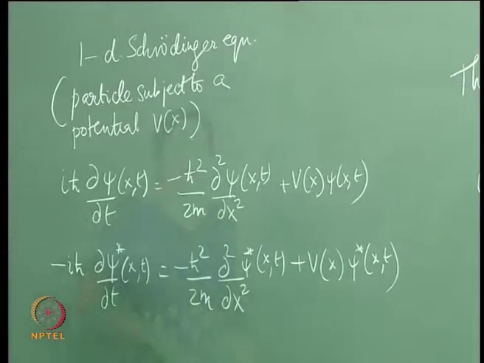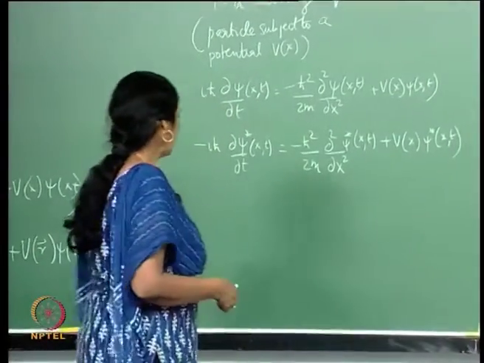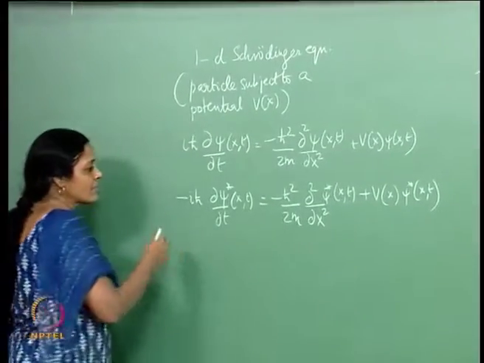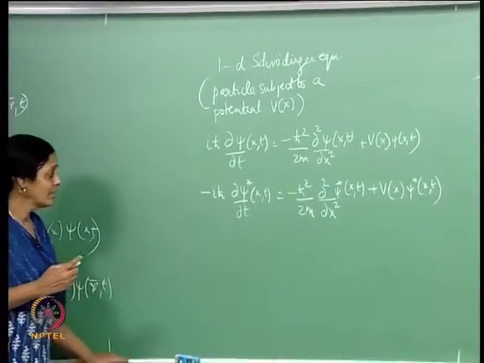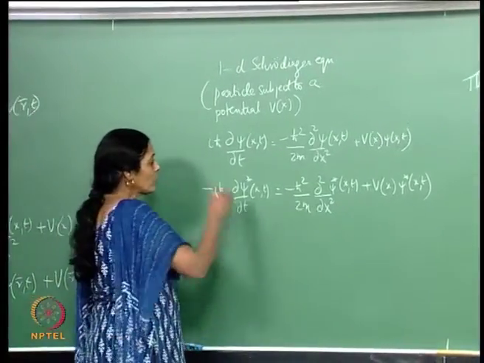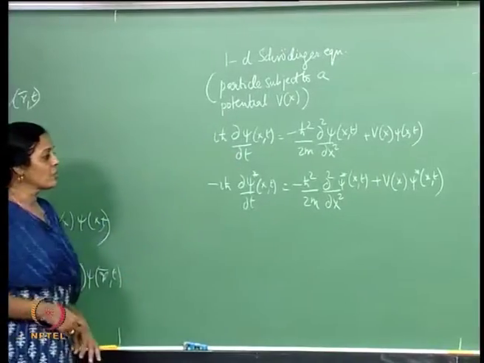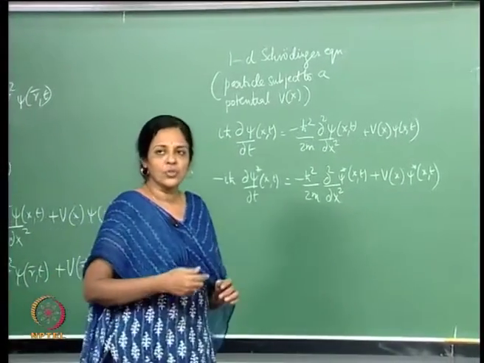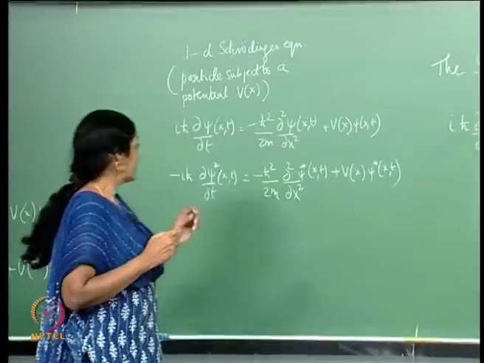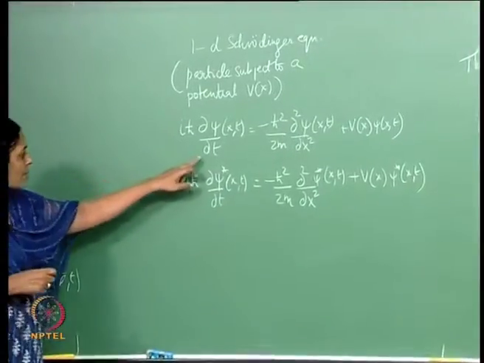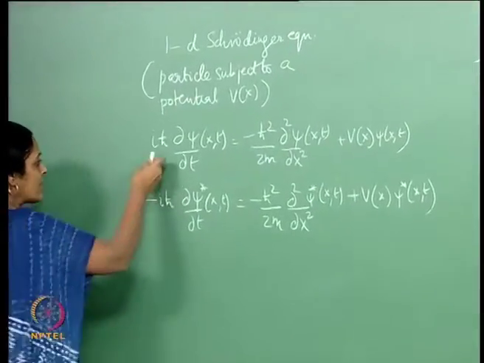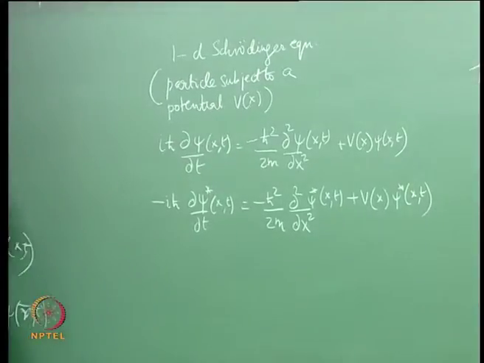Explicitly, there is an i that is occurring, and in that sense it differs from the diffusion equation. Otherwise, there is a correspondence between the Schrodinger equation and the diffusion equation, but there is this i that is present there, and that is the speciality of the Schrodinger equation.